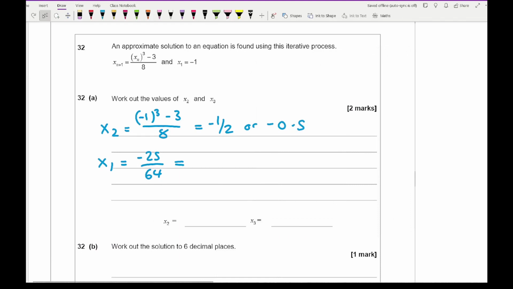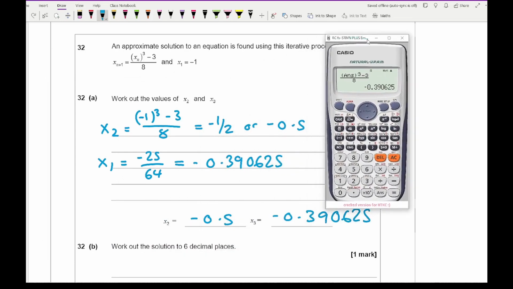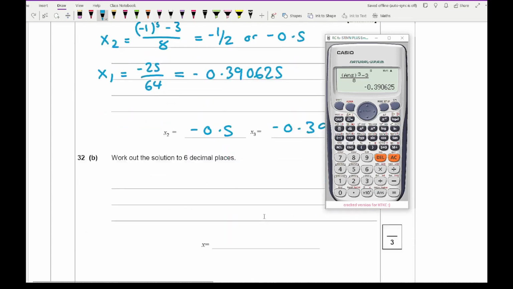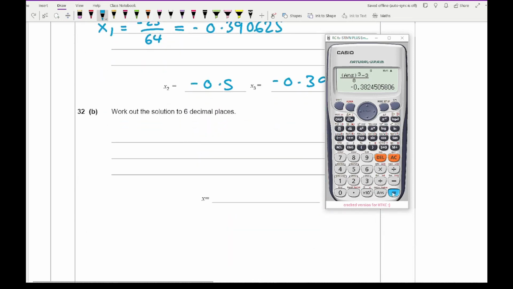So we can start by writing minus 0.390625. So then my x2 value is 0.5 and my x3 value is minus 0.390625. Now if you wanted to round those numbers up, that's fine, but just make sure that you are stating what you've rounded it up to, as that is the actual answer, or to play it safe, leave it as a fraction. Then to work out the solution to 6 decimal places, what you then want to do is keep pressing equals until the number stops changing.